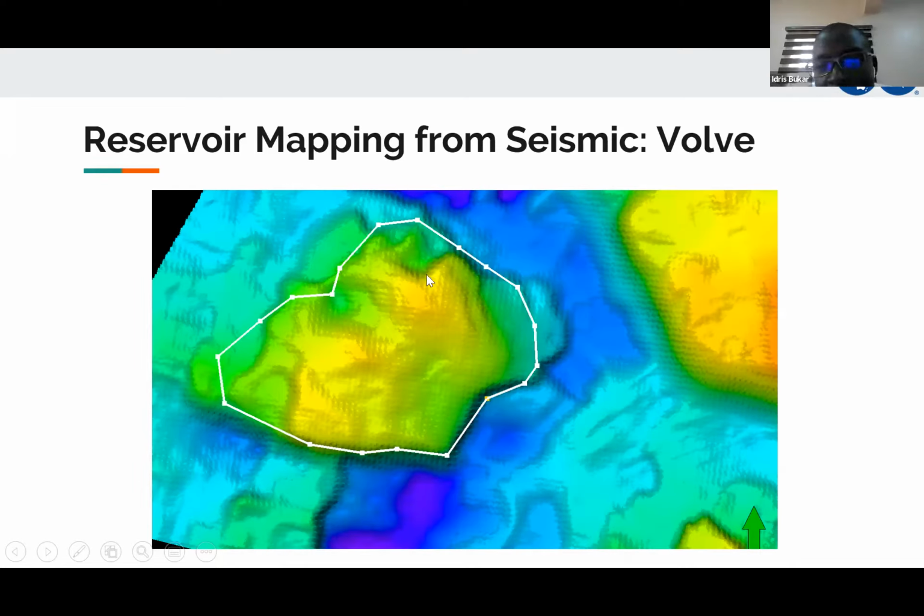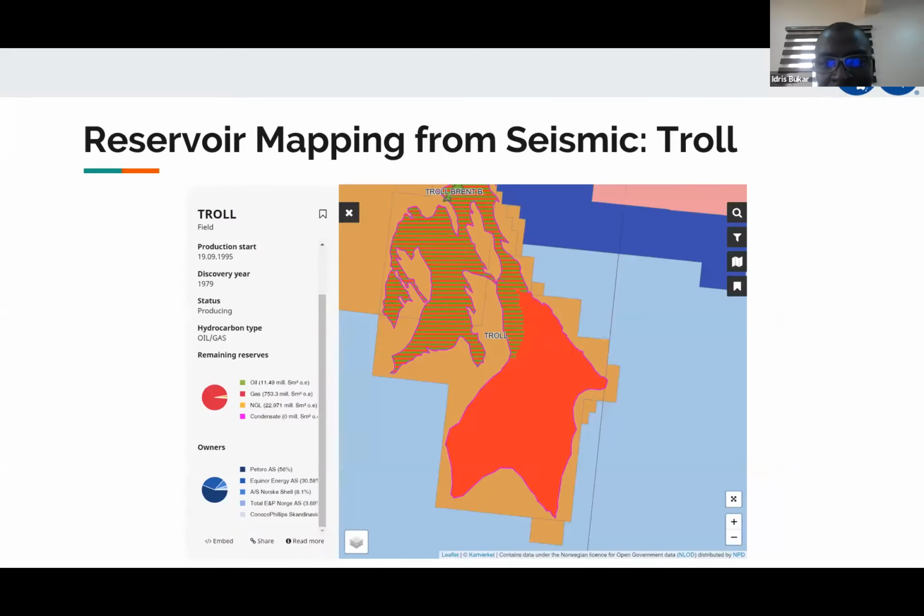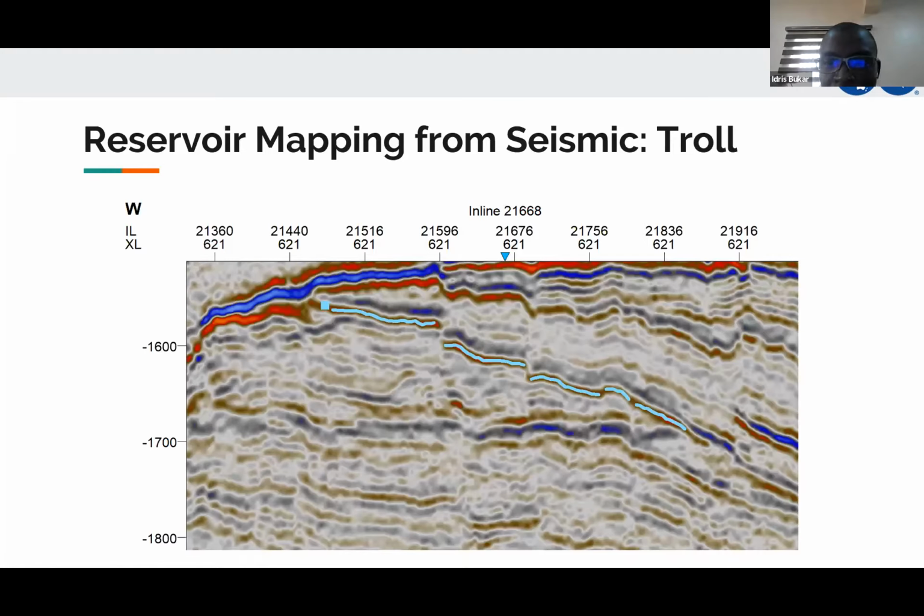So yeah, it depends on either the fluid contact or the spill point of the structure. Okay, so that's what guides you. I think Troll here also is down to, because if you observed, I did not go down the water leg, right?